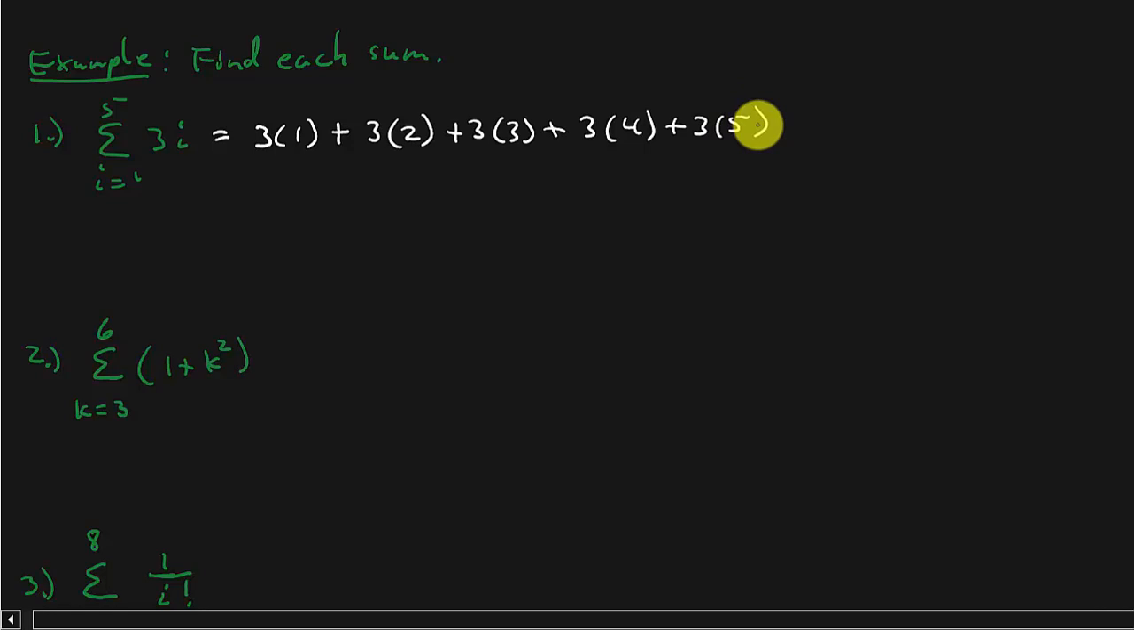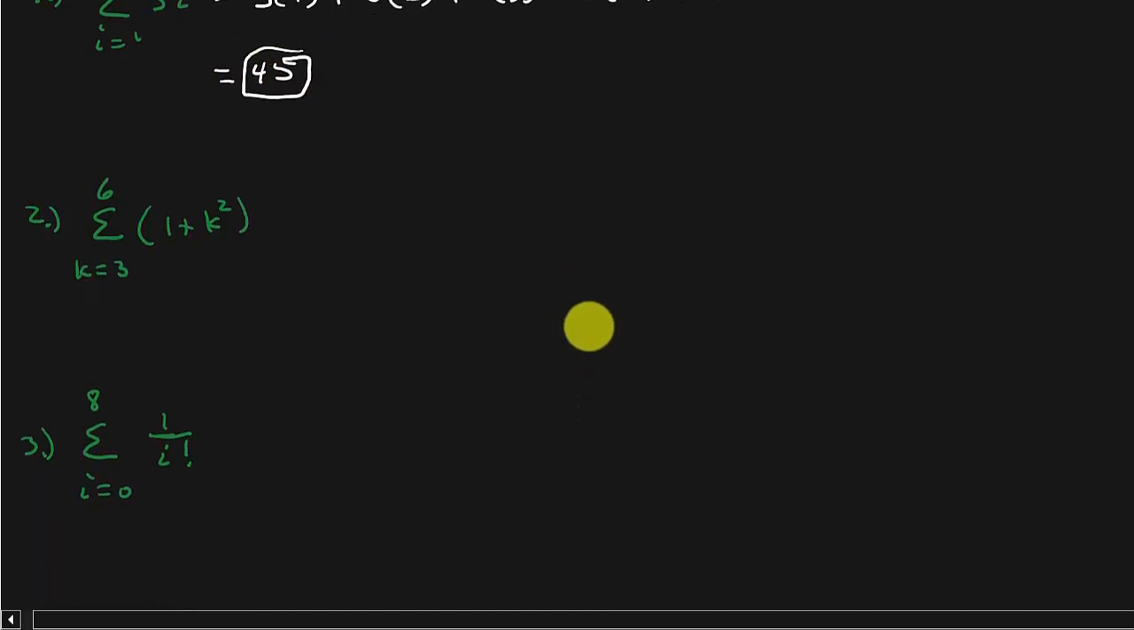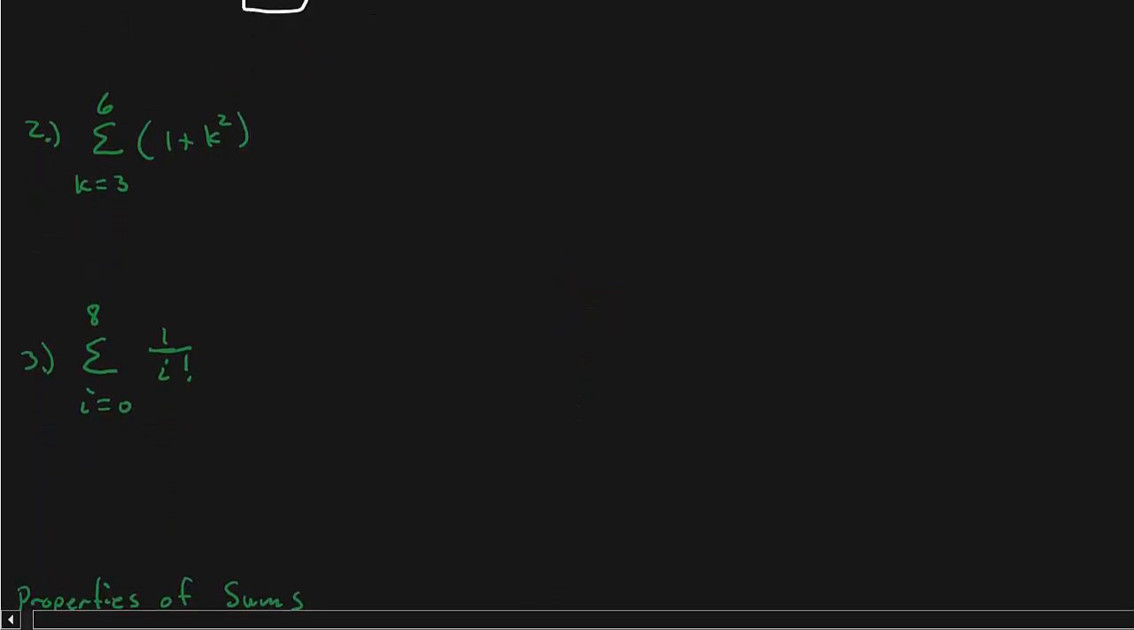And that's all it is. We're going from 1 to 5, so we plug in the 1, the 2, the 3, the 4, and the 5 in for i right here. And then once you calculate that, you end up with 45 as an answer. All right, let's look at the next one.